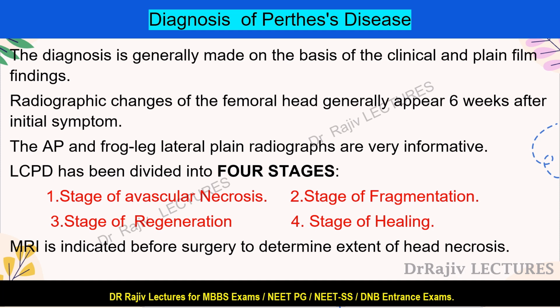Radiographic changes of the femoral head, such as sclerosis, generally appear 6 weeks after the initial symptom. Therefore, in suspicious cases, a follow-up radiograph should be obtained after 6 weeks if the child is still symptomatic. After the diagnosis, follow-up is done by anteroposterior and frog leg lateral radiographs. The stage of the disease and the extent of epiphyseal involvement can be determined by serial plain radiographs.